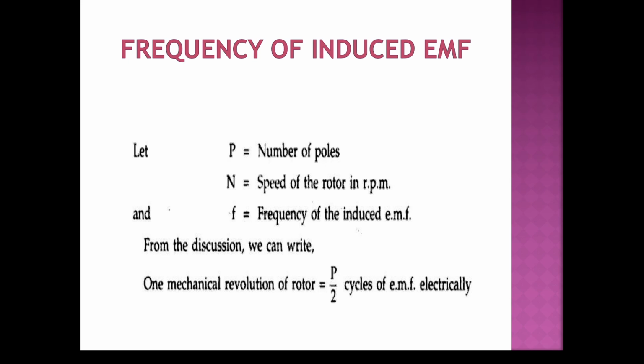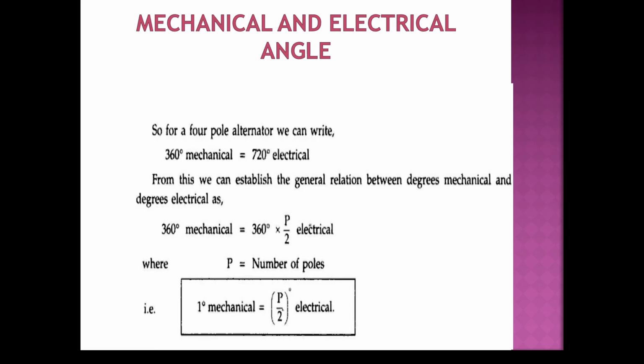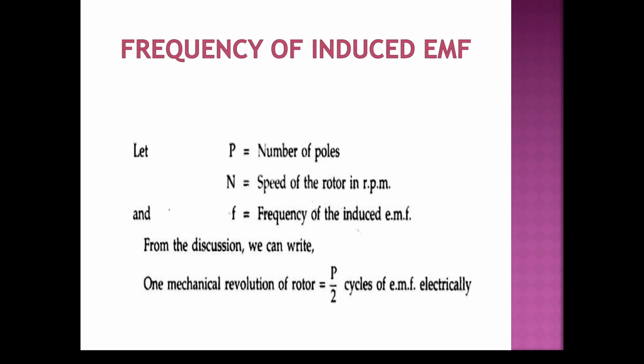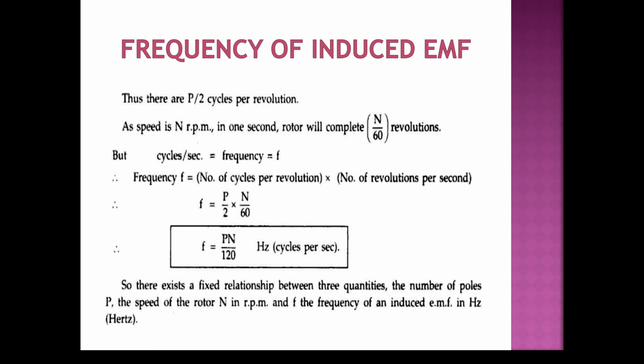Frequency of induced EMF. If P is the number of poles, N is the speed of the rotor in RPM and F is the frequency of induced EMF, then one mechanical revolution of the rotor is P by 2 cycles of EMF electrically. Whatever we have written here, the same thing I am telling: 1 degree mechanical is P by 2 degrees electrical. So there are P by 2 cycles per revolution. As speed is N rpm, in 1 second the rotor will complete N by 60 revolutions.